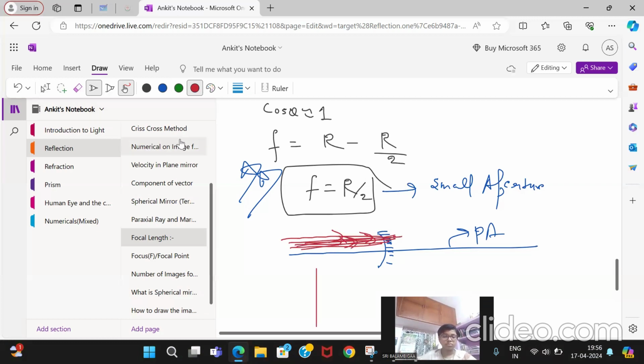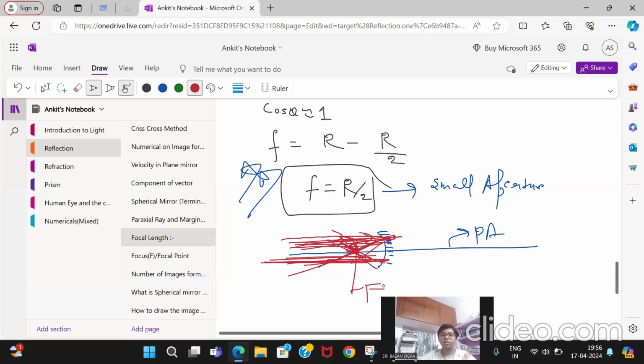So if I draw all these rays, these are paraxial rays. After reflection, all will meet at a common point. This common point is known as focus. Clear? Any doubt? Focus. Is this focus clear or not? Yes, sir. No doubt, sir. This focus is very, very important.